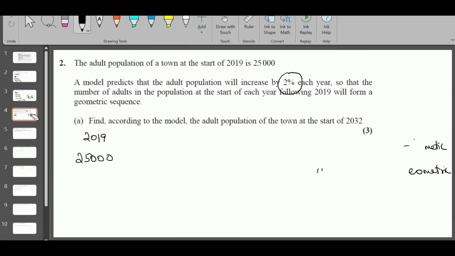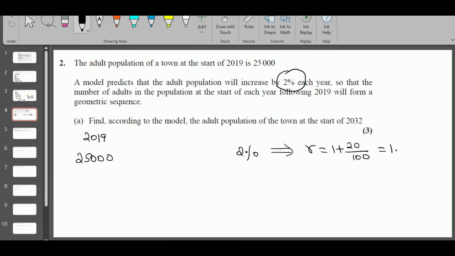Okay. Now, there is something else you need to understand. We know it's a geometric series, so it is going to increase by the same percentage every year. The percentage is given as 2%. If it increases by 2% every year, R is going to be 1 plus 2%, 1.02. Let's say 60% every year. Then R is 1 plus 60 over 100, which is 1.6.